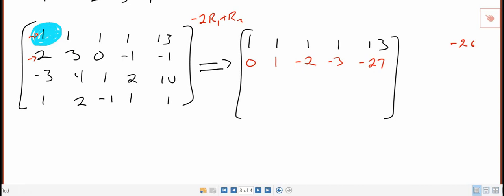For row 3, I want another 0 there. That's my goal. I want zeros all below there. So now I'm going to take 3 times row 1 and add that to row 3. So 3 times 1 plus -3 is 0. 3 times 1 plus 4 is 7. 3 times 1 plus 1 is 4. 3 times 1 plus 2 is 5. 3 times 13 is 39, plus 10 would be 49.